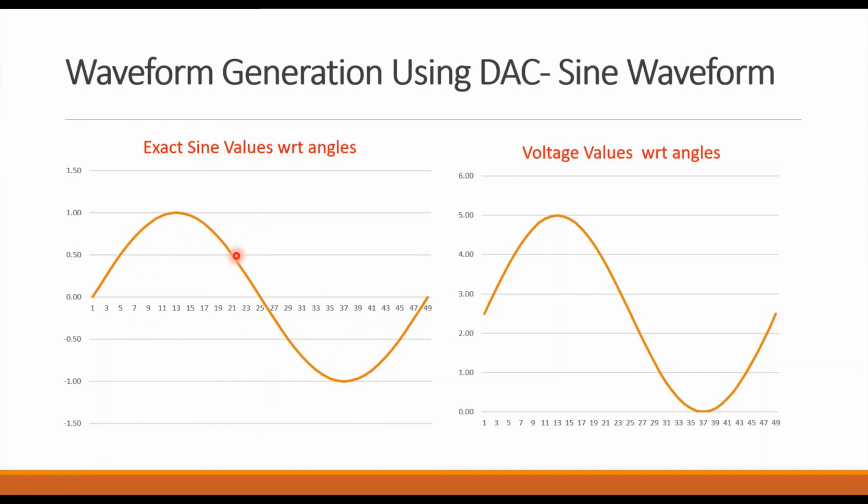This I have drawn with the help of Excel. So you can see that this is varying from 0 to 1, then from -1 to 0. So this is your sine waveform. I've converted these values into voltage, considering 5 volt as your reference voltage. So it is starting from 2.5 volt, going up and then on to this.